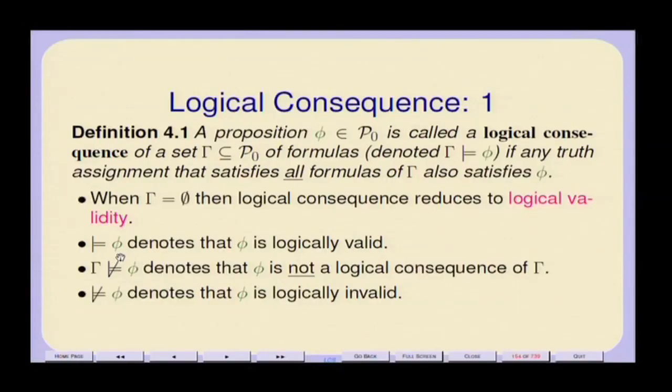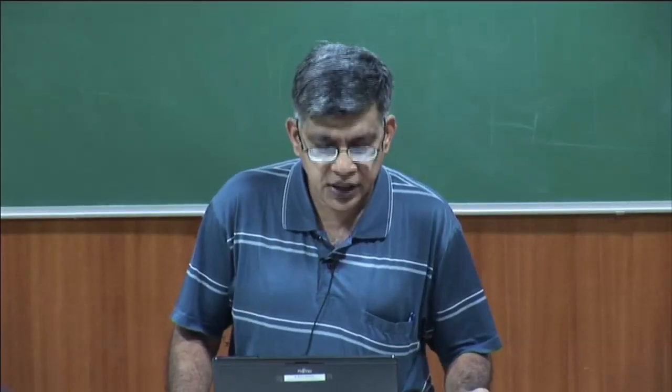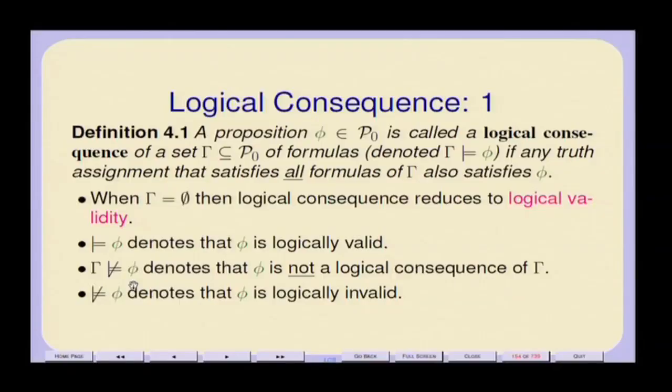Essentially what you are saying is that the truth of phi does not depend upon the truth of any other assumptions. That denotes logical validity, and of course, if you strike through that symbol, then it denotes invalidity, that something is logically invalid, or it is not a logical consequence of a set of formulae.